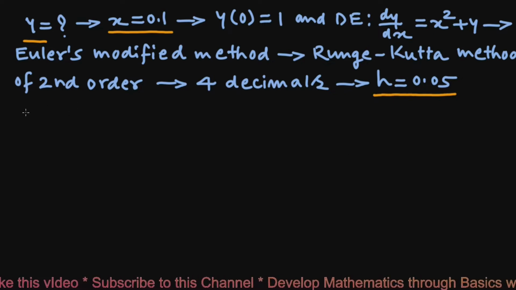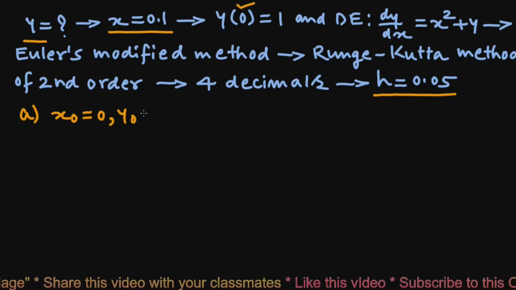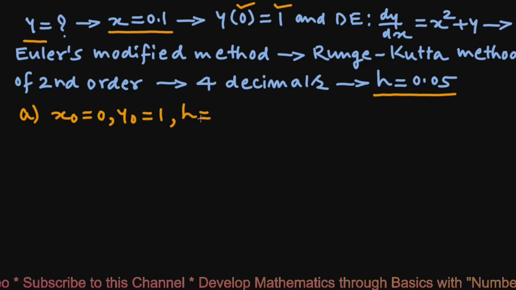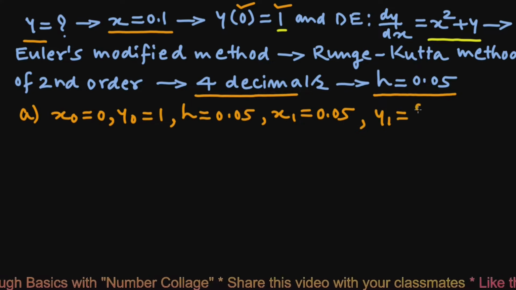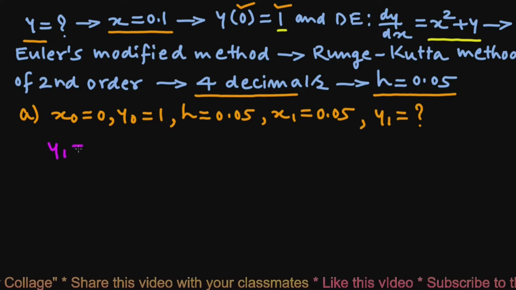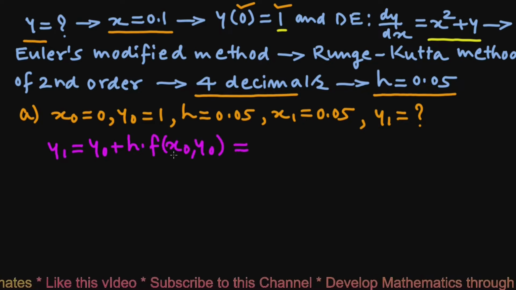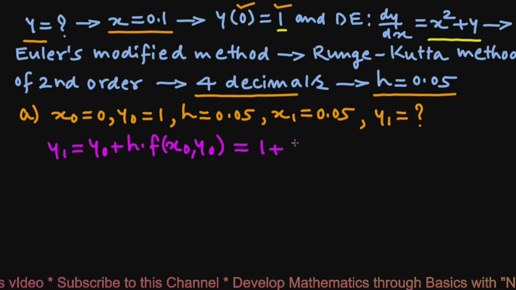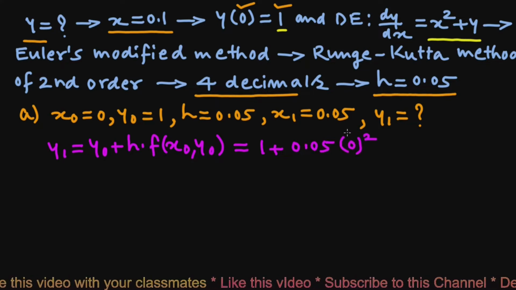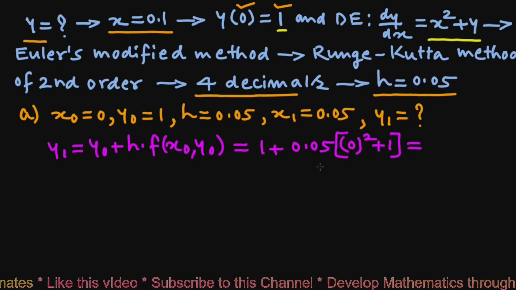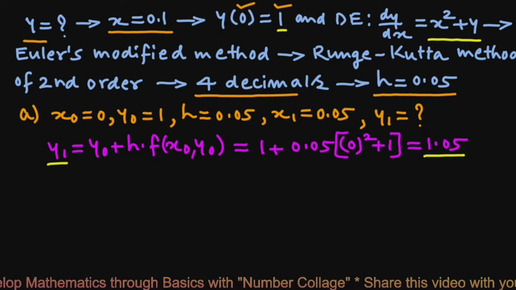In the first stage A, we will take x0 equals 0, y0 equals 1, h equals 0.05, and x1 equals 0.05. We will find y1 according to Euler's method. So y1 equals y0 plus h f(x0, y0). So that will be y0 is 1, h is 0.05, f(x0, y0) will be 0 square plus 1, so that gives us 1.05. So we use this y1 in Euler's modified method.